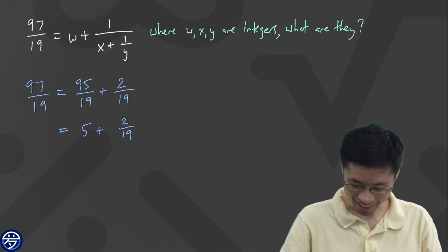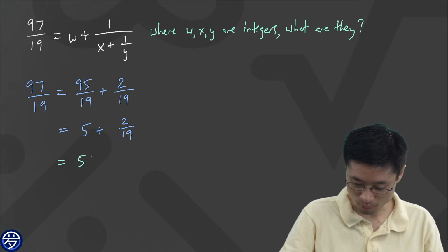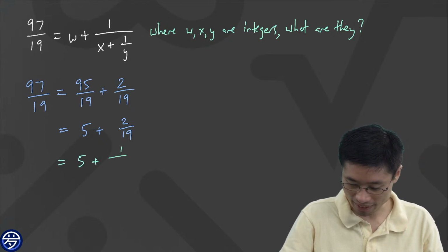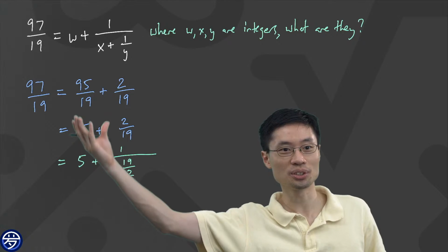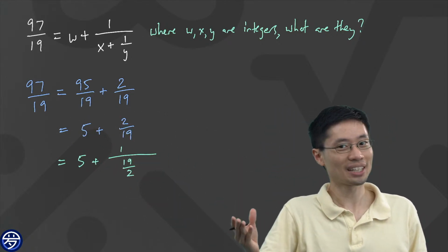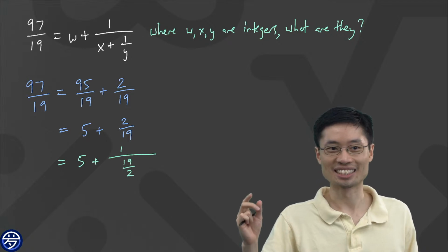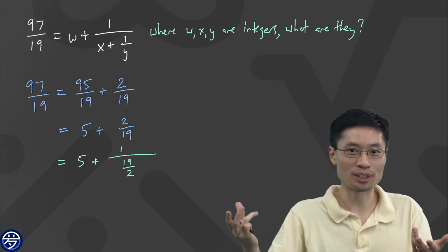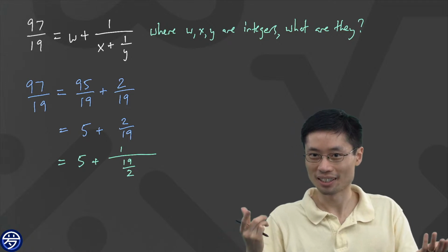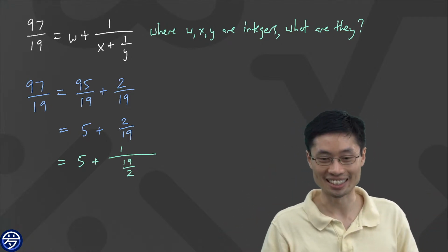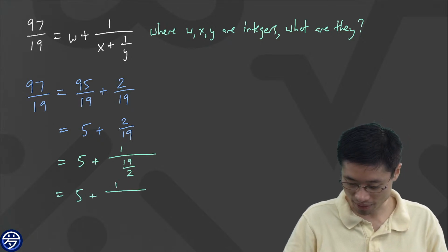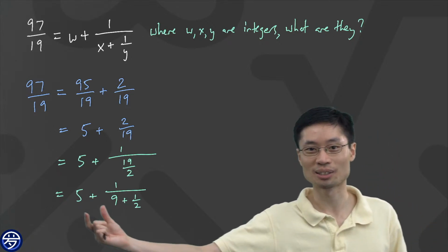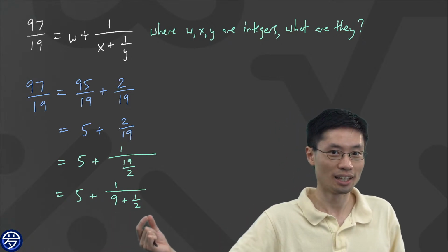So 2 over 19 ends up being 1 divided by 19 over 2. Now, can anyone write 19 over 2 as x plus 1 over y? Well, you can, because 19 is odd. And so, 19 is odd, therefore it's going to be something and a half. A half is a half. A is 1, right? So I can do this. This is equal to 5 plus 1 over, it's 9 and a half. 9 and a half. Hooray, it worked. So I found out w, x, and y. W is 5, x is 9, and y is 2.